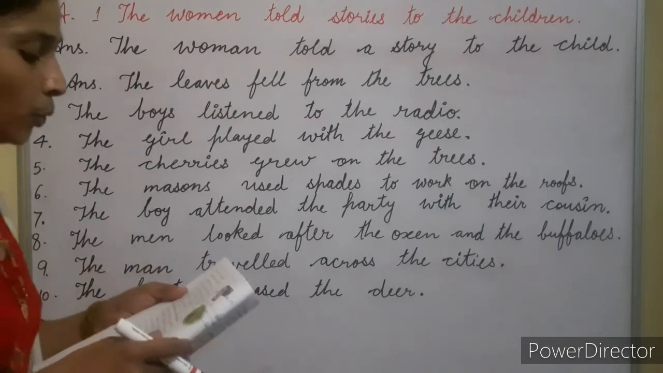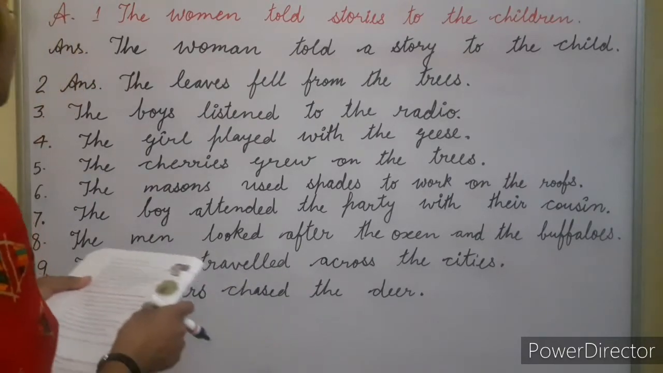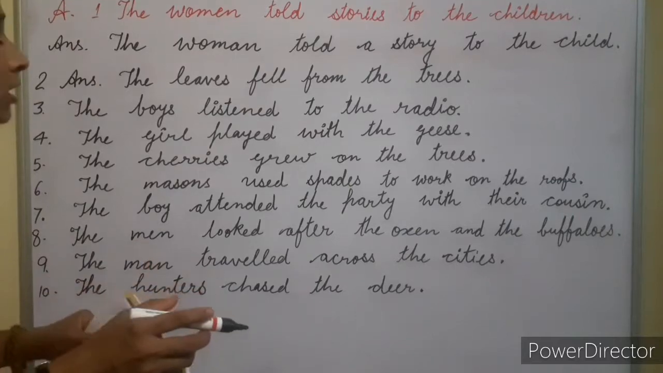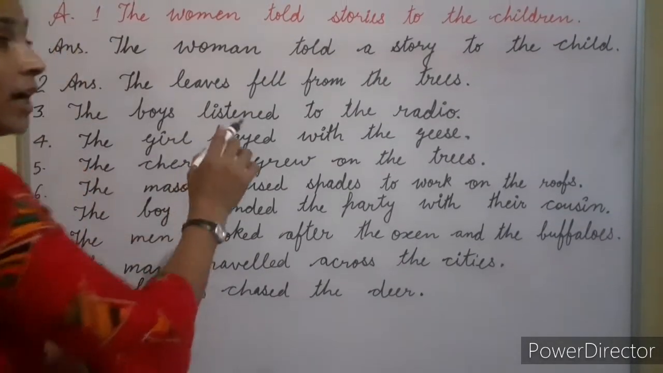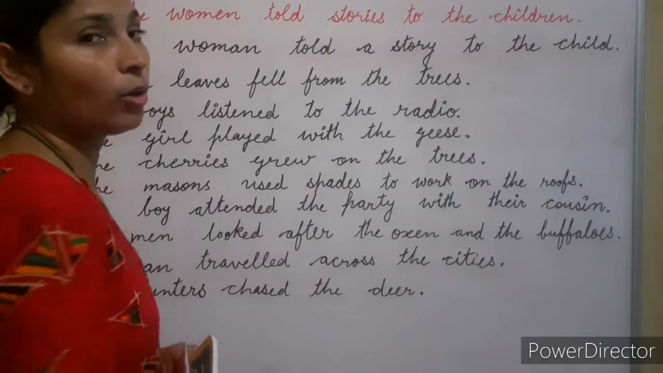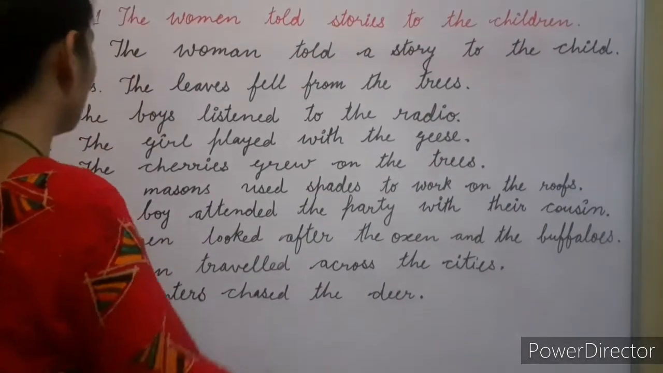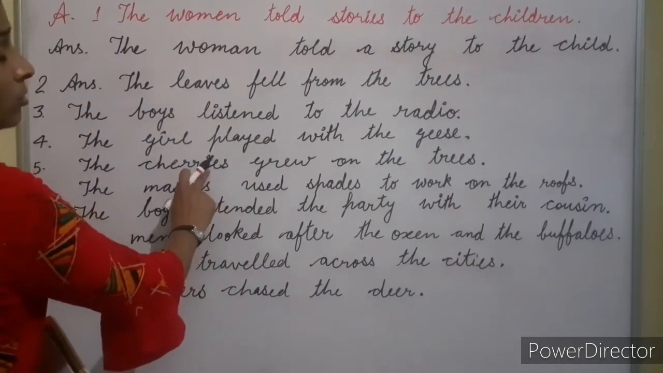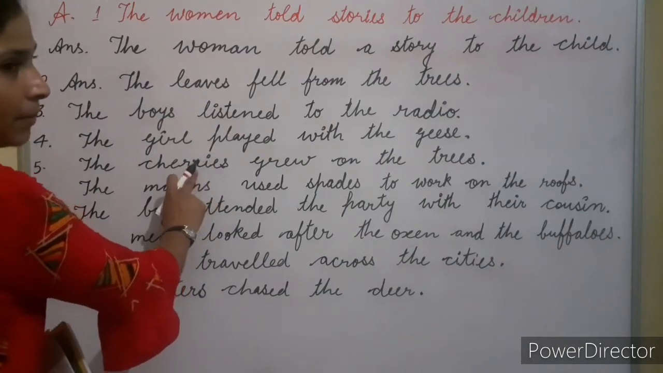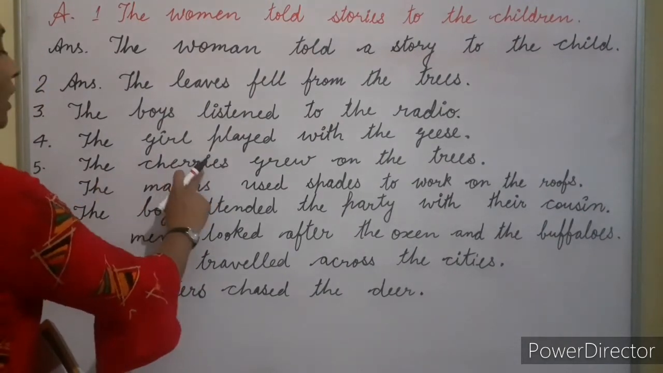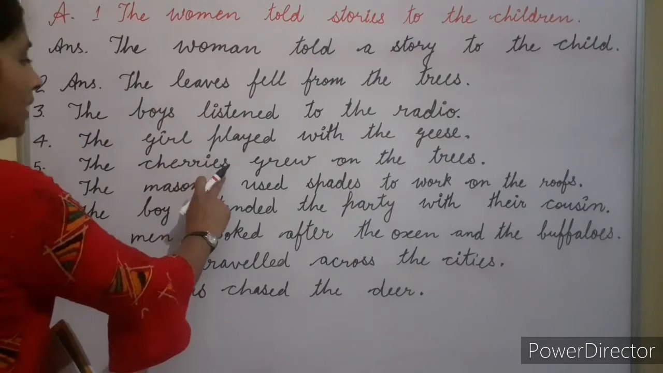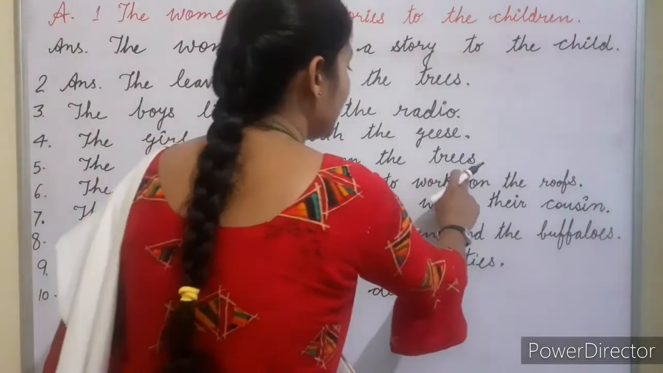Next is the fifth sentence. The cherry grew on the tree. So here cherry finishes with Y. So Y we are changing into I and we are also putting ES. So cherries, because before Y, यहाँ Y से पहले आपके पास consonant है R. So here you will make its plural. The cherries grew on the trees.